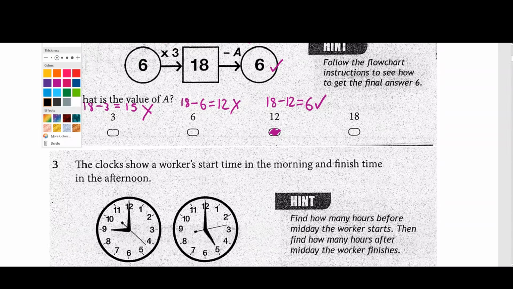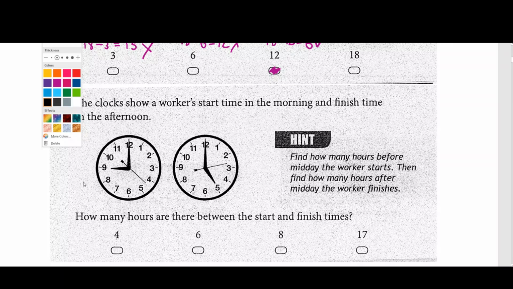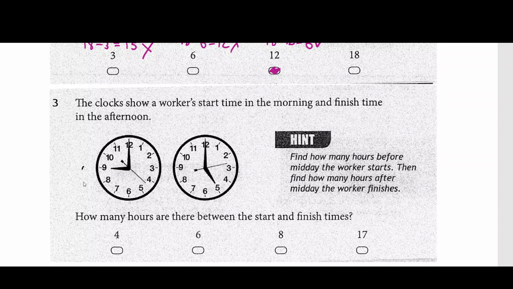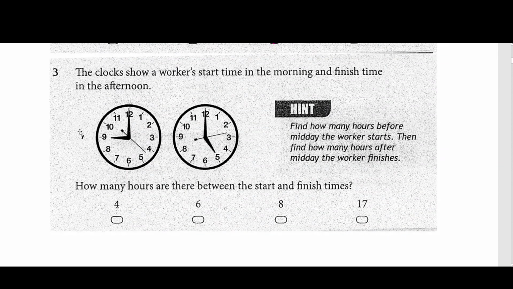Okay, let's go to question number 3. Now, the clock shows a worker's start time in the morning and finish time in the afternoon. How many hours are there between the start and finish times? Okay, so find how many hours before midday the worker starts, then find how many hours after midday the worker finishes. So here we've got 9 a.m. That's 9 a.m. And here is 5 p.m.